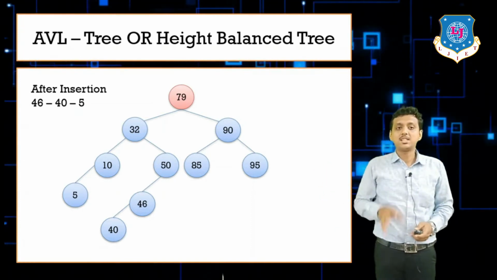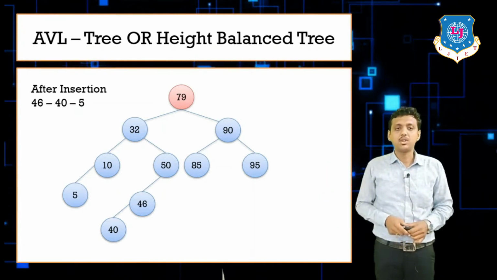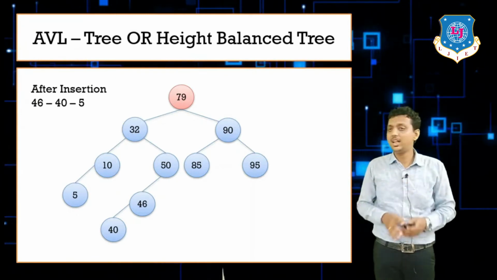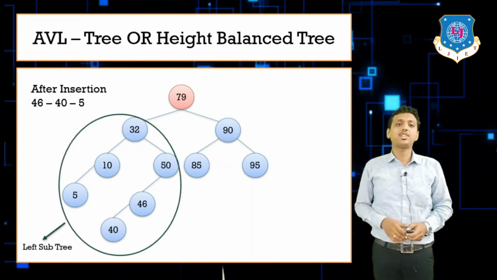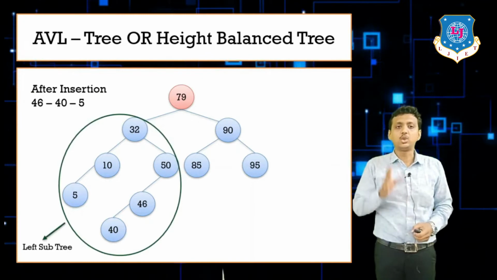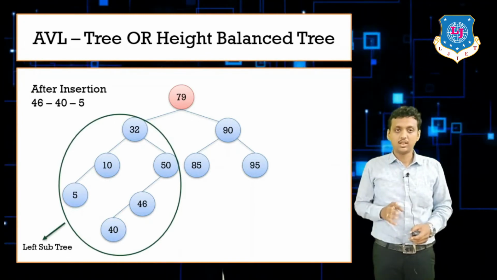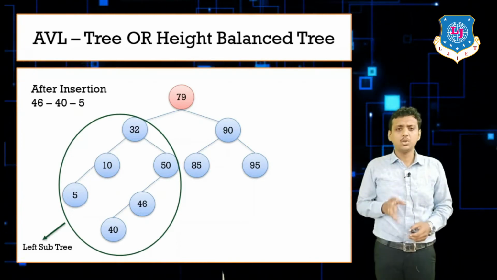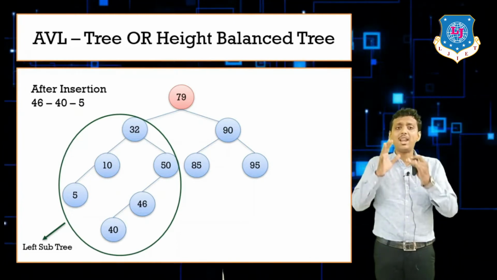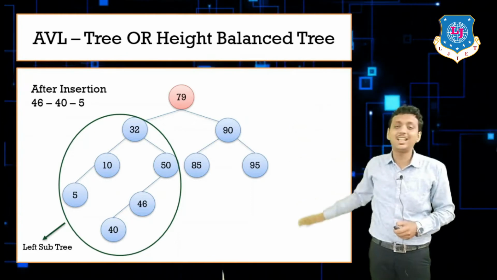Okay, so what happens after inserting such type of things, students? Now we have a tree like this. This is our new left subtree which contains 32, 10, 50, 5, 46 and 40. Fine. So what happens over here, students, is that the height of my left subtree has increased.